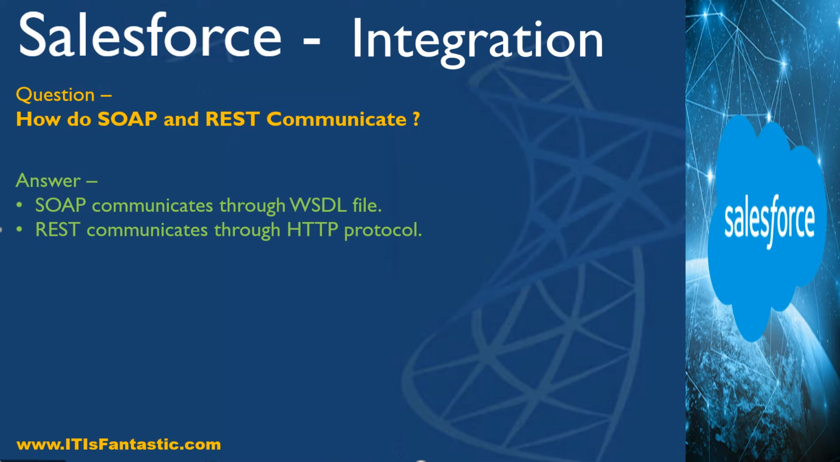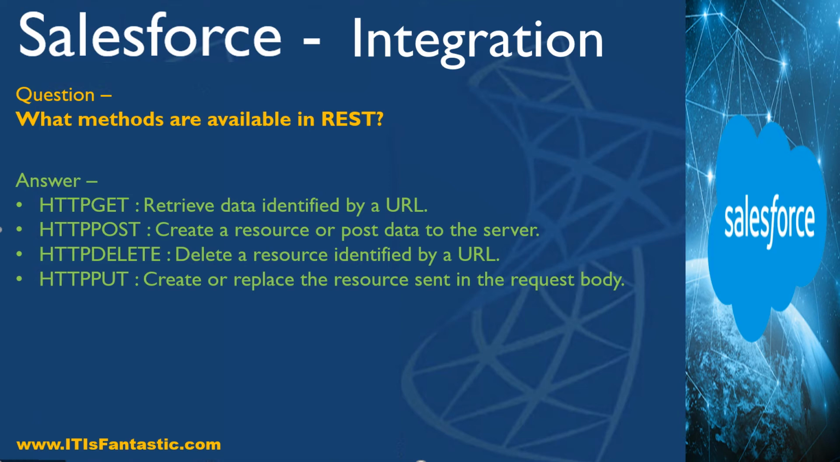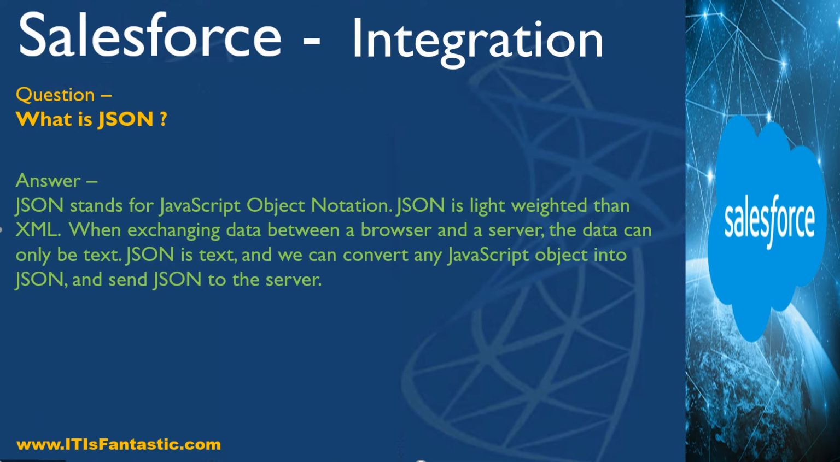How do SOAP and REST communicate? SOAP communicates primarily through WSDL file. REST communicates through HTTP protocol. What methods are available in REST? HTTP GET, HTTP POST, HTTP DELETE, and HTTP PUT. What is JSON? JSON stands for JavaScript Object Notation. It is lightweight than XML. When exchanging data between a browser and a server, the data can only be text.